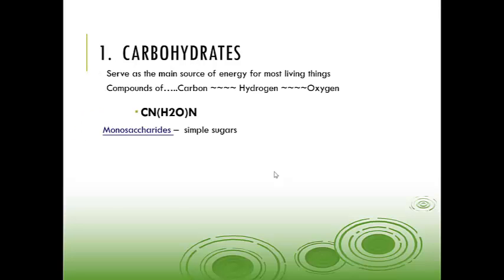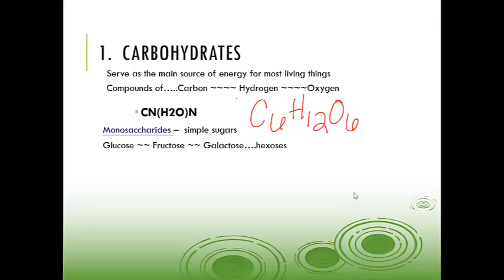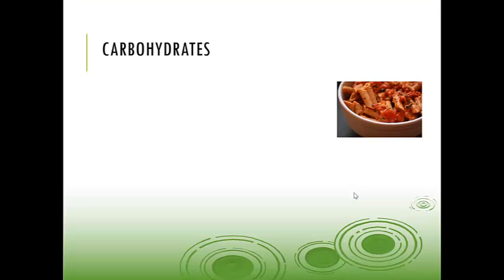So carbohydrates, what are they? They are the main source of energy for most living things. That helps us to understand our relationship with plants. We have compounds of carbon, hydrogen, and oxygen. So our most common one that you're familiar with, and you've seen me write this formula before, is C6H12O6. Okay, so we have our monosaccharides. Those are simple sugars like glucose, fructose. And there's the chemical formulas. Ribose and deoxyribose are pentoses, so they're a 5-carbon sugar.